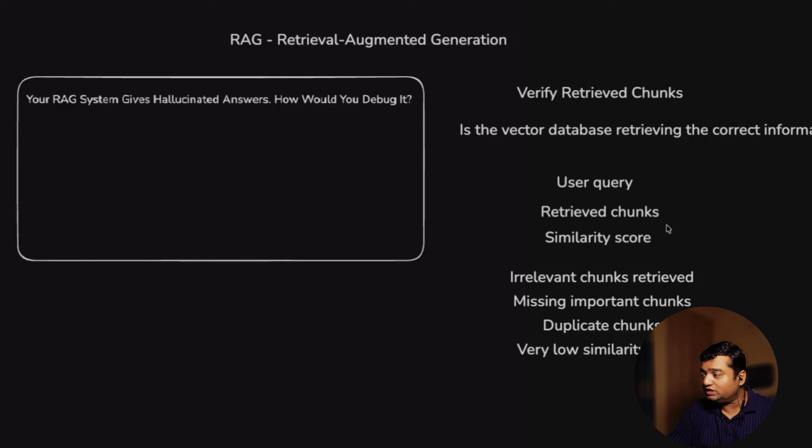So there can be irrelevant chunks retrieved. The output of this log can show that irrelevant chunk retrieval is happening, or important chunks are missing. There are some answers which we get from a vector database, but the important answer can be missing out of it, or there are duplicate chunks also, or the similarity score is very low. So we'll see all this in the log, and I will come to know what is going into the retrieved chunks. This will be our first level of debugging: verify the retrieved chunks.